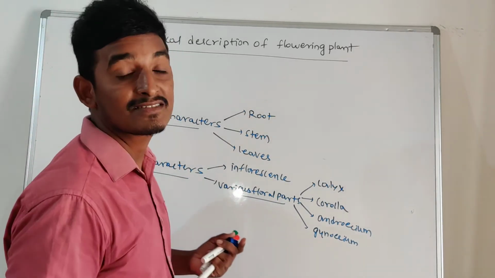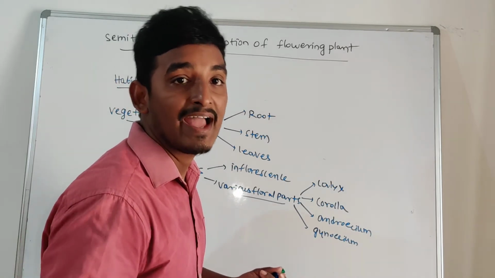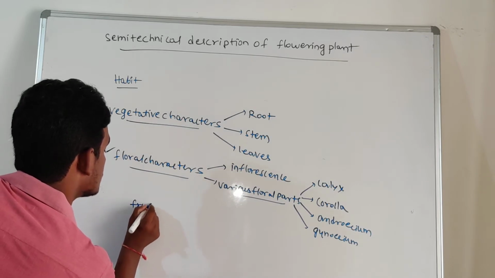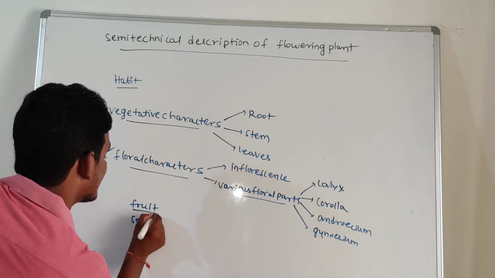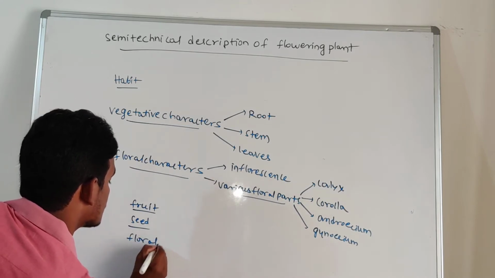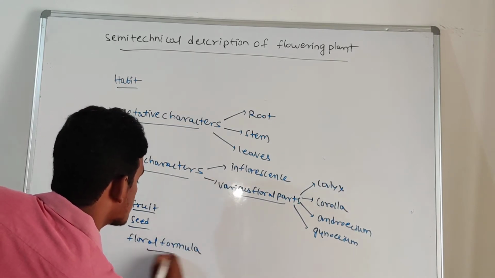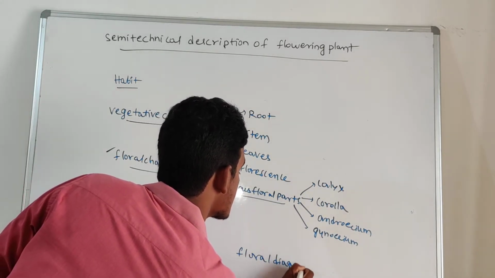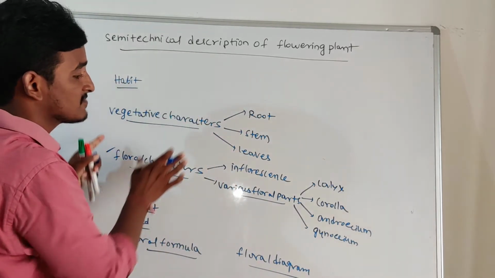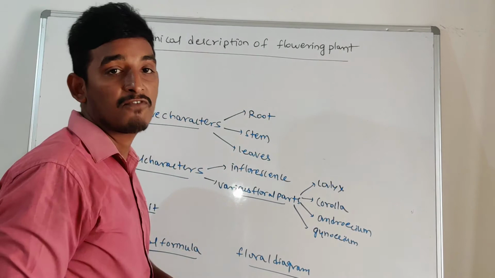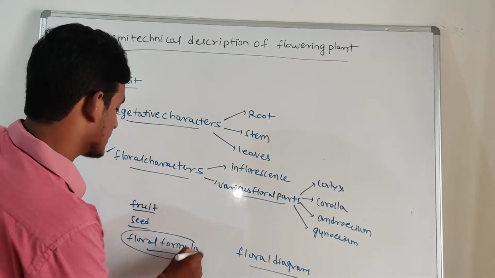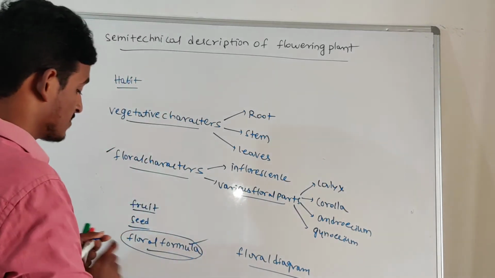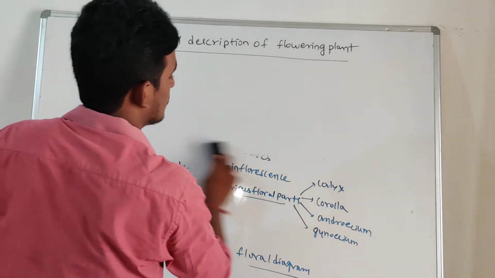After floral characters you should write about the floral formula and the floral diagram. Along with this you should write about the fruit, the seed, later the floral formula, and later the floral diagram. In this way you should describe a flowering plant. Now we are going to discuss the floral formula. What is the floral formula?